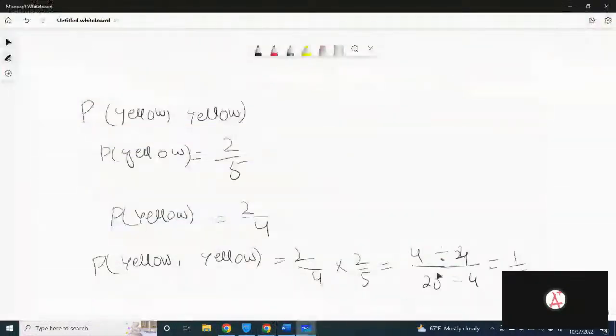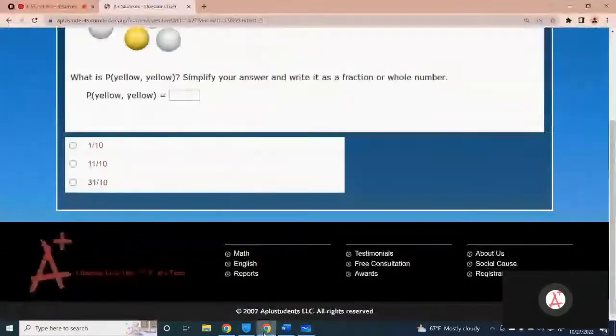5 times 4 is 20. 2 times 2 is 4. So for the first time it would be 2 by 5, and for the second time it would be 1 by 4, because you selected the yellow one for the first event. Got it? So for the second time it would be 1 over 4, not 2 over 4.